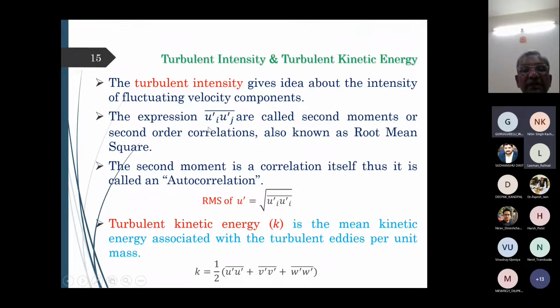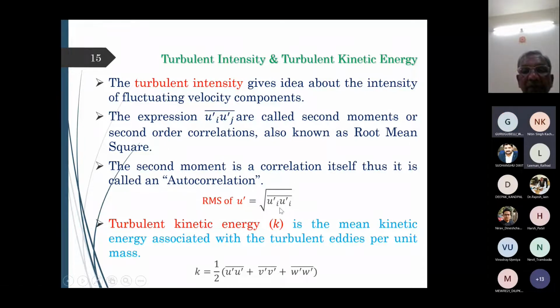Similarly, you have turbulent intensity. If I talk about that, it is the root of U prime square, and that is called turbulent intensity. And the expressions Ui prime, Uj prime are called second order moments or second order correlation, also the root mean square, right? So RMS of U prime is the root of the average of Ui prime, Uj prime. But keep in mind that this is the average of a product. It is not like a single quantity. If you take the single quantity U prime and simply take the average, that will be 0, right?